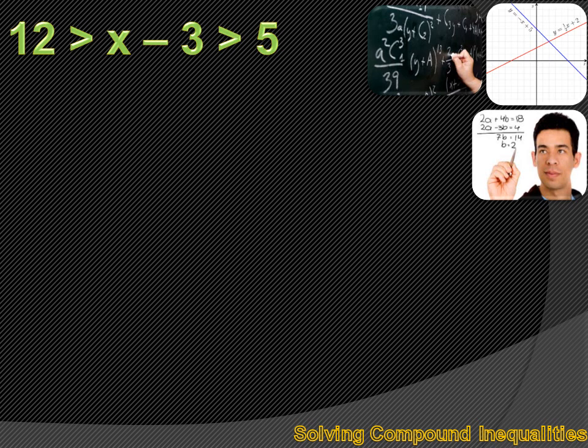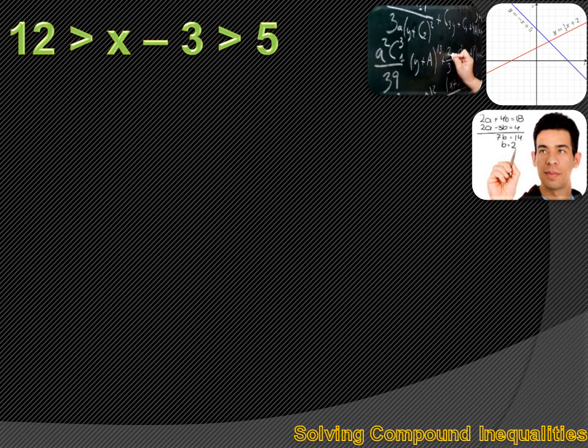And you can see it needs to be solved because what I want is just a simple x between my two inequality signs. I don't want x minus 3. I want x is less than something and larger than something. I need to get rid of that minus 3. Well, how am I going to do that?